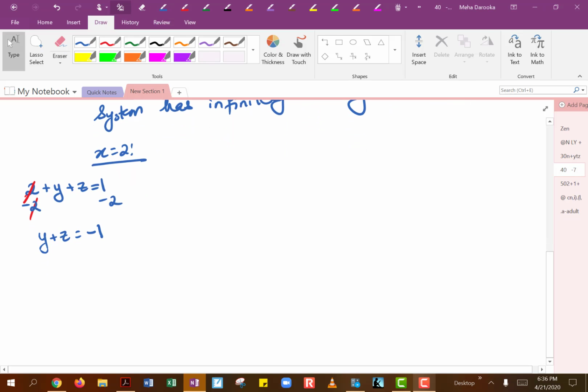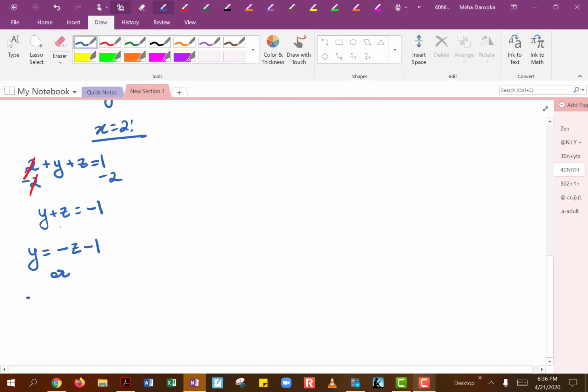Okay, so if I try to solve this for y by moving z to the other side, I will end up getting y equals negative z minus 1. Or if I try to get z by itself and move y to the other side, I will end up getting negative y minus 1. So this is the form I get from the first equation when we plug in for x equals 2.